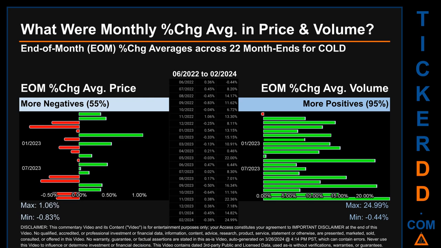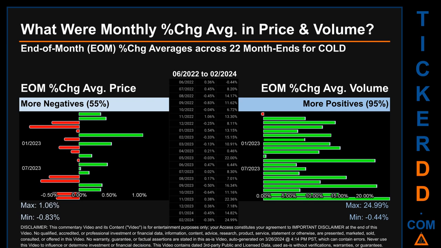What were end-of-month percentage change averages in price and volume for COLD? The monthly average of percentage change in price and in volume were calculated for each of the 22 month ends. That calculation took daily percentage changes and averaged them for each given month. If a month end came out negative, then it means that the month summarily saw a negative change.